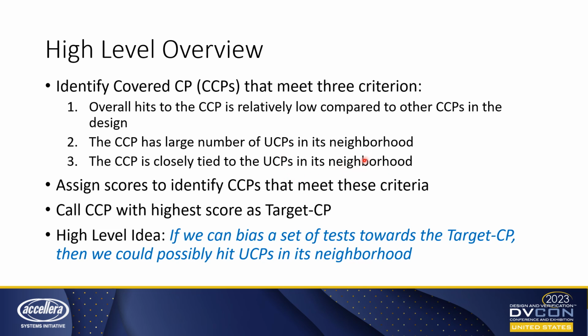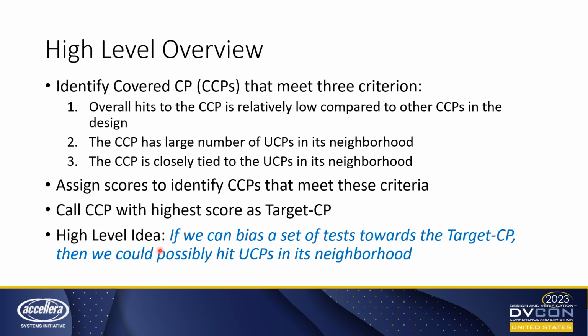Later on, we will explain what we mean by neighborhood, and how we quantify how closely tied a CCP is to the other UCPs in its neighborhood. But for now, the high-level idea is that we will assign a score to the covered cover properties to measure how good the cover property is with respect to these criteria. And then we will call the CCP with the highest score the target CP.